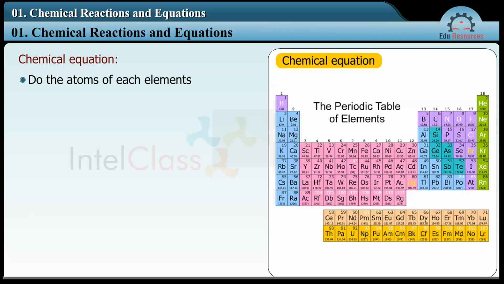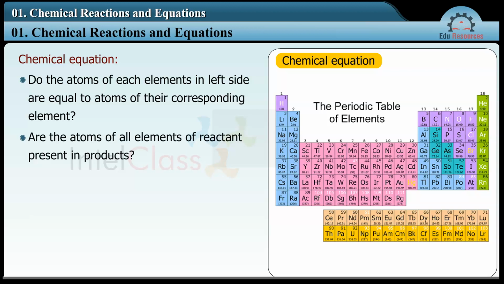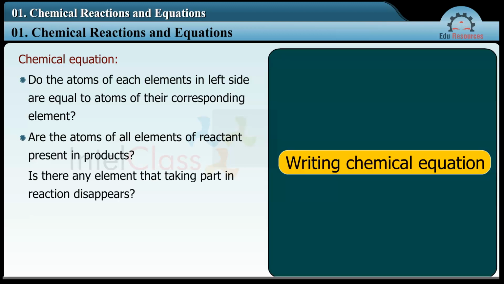Are the atoms of each element on the left side equal to the atoms of their corresponding element on the right side? Are the atoms of all elements of reactants present in the products? Is there any element that is taking part in the reaction that disappears?